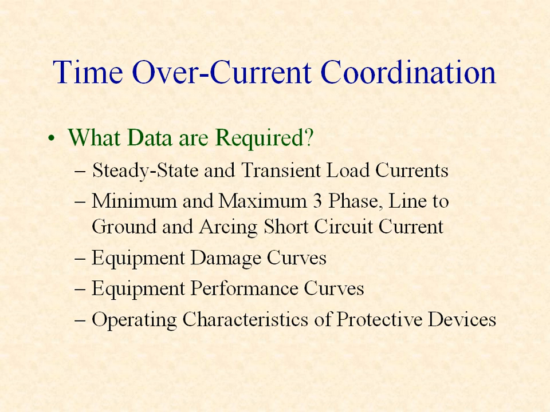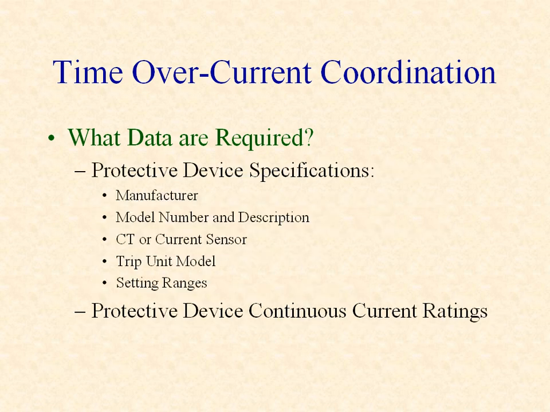To produce an overcurrent coordination study, the following information is required: steady state and transient load currents, minimum and maximum three-phase, line-to-ground, and arcing short-circuit currents, equipment damage curves, equipment performance curves, and the operating characteristics of the protective devices. You must also document the complete protective device specifications, including manufacturer, model number, current sensor, trip unit model, setting ranges, and continuous current ratings.